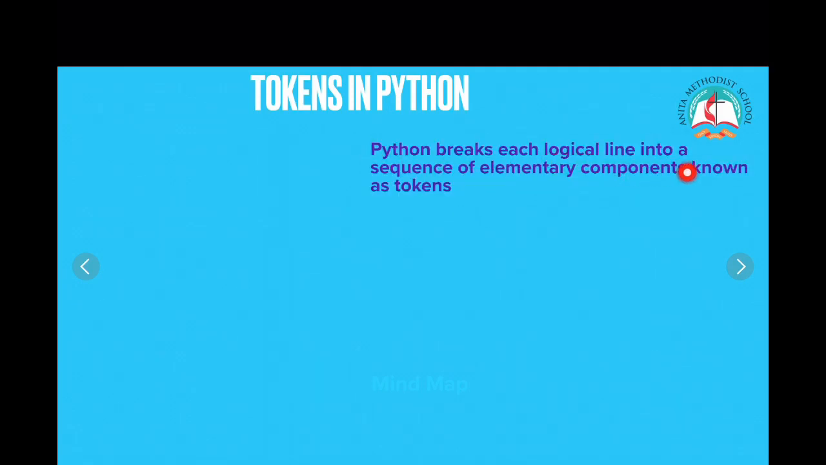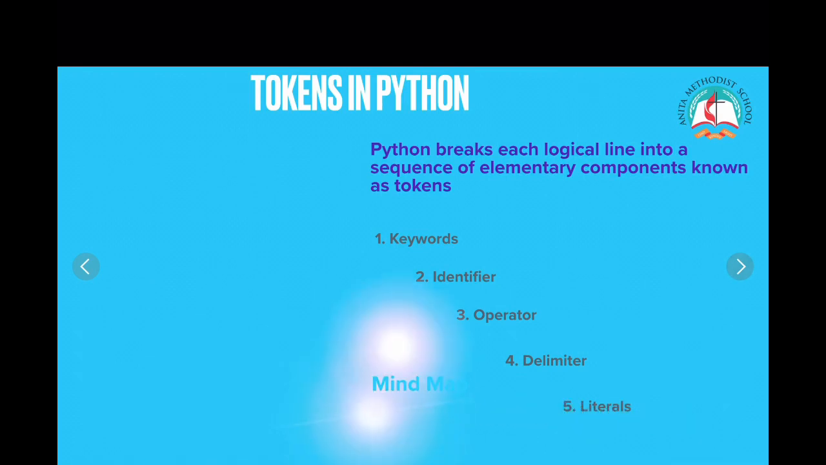Python breaks each logical line into a sequence of elementary components known as tokens. First thing is keywords, and second we are going to see about identifiers. Third, we are going to see about operator. Fourth, we are going to see about delimiter. And fifth, we are going to see about literals.